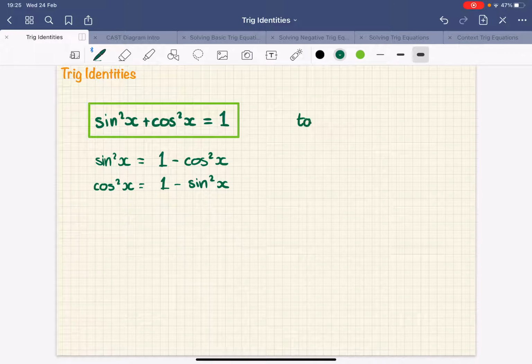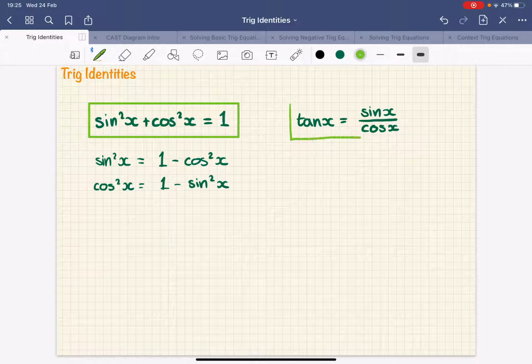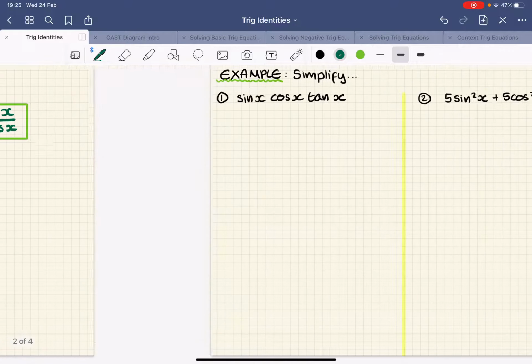The other one, which we don't really rearrange, normally we use it as is, is this one here, where we have tan x equals sine x over cos x. And so for National 5, that is our second trig identity. If you go on to Higher, you will come across more, but these are the only two we worry about for the time being. So we're just going to jump straight into a question on how we use these trig identities.